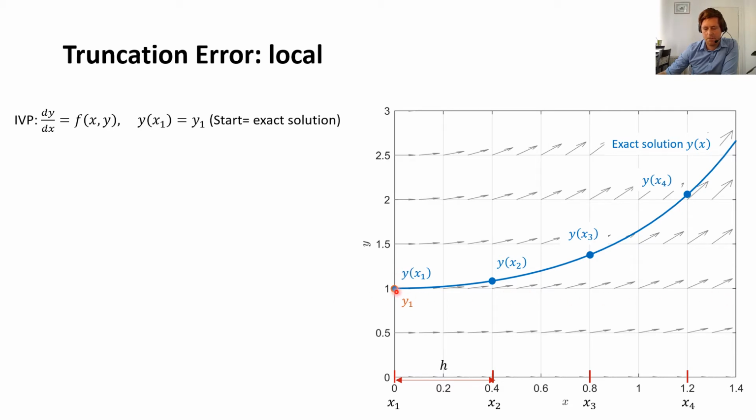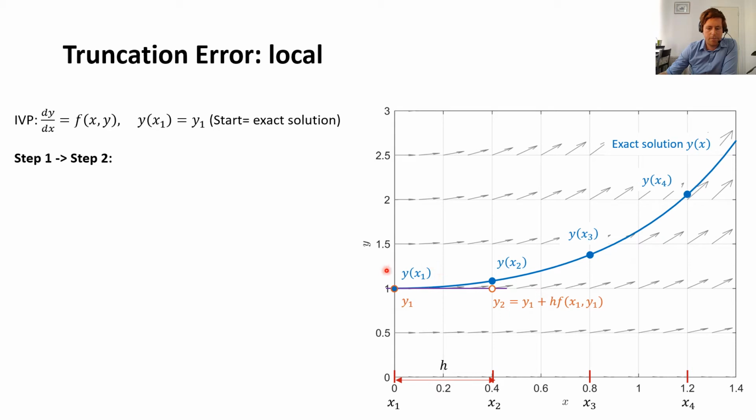up until these points where x1 is 0, x2 is 0.4, x3 is 0.8, x4 is 1.2. So we have an h of 0.4. And we want to look at how the numerical solutions that we will show in orange deviate from the exact solution whenever we apply explicit Euler. So let's take a first step.